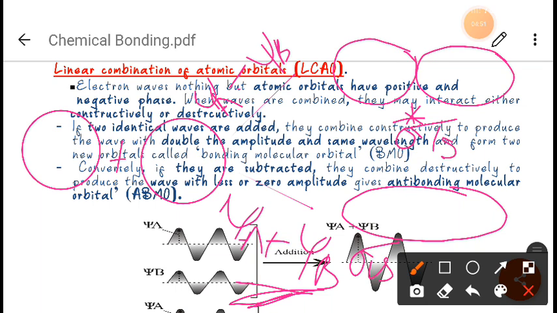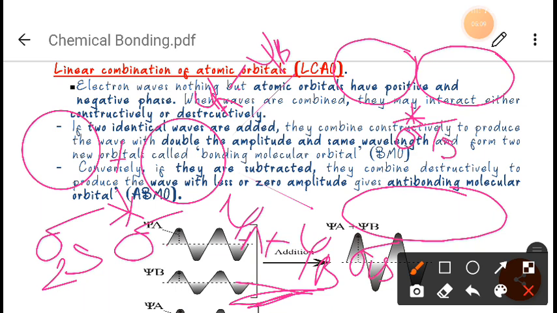Now if the combining atomic orbitals are 2s and 2s, the bonding molecular orbital is represented as sigma 2s, or sigma star 2s for the anti-bonding one. So this was about the formation of molecular orbitals from s atomic orbitals. I hope you have understood this, right?